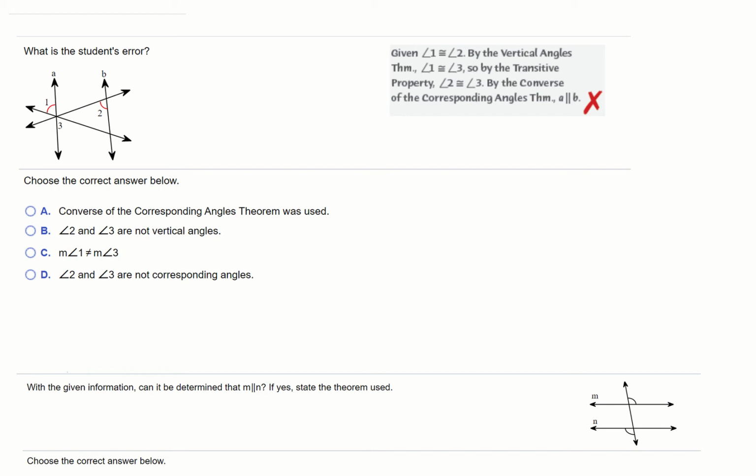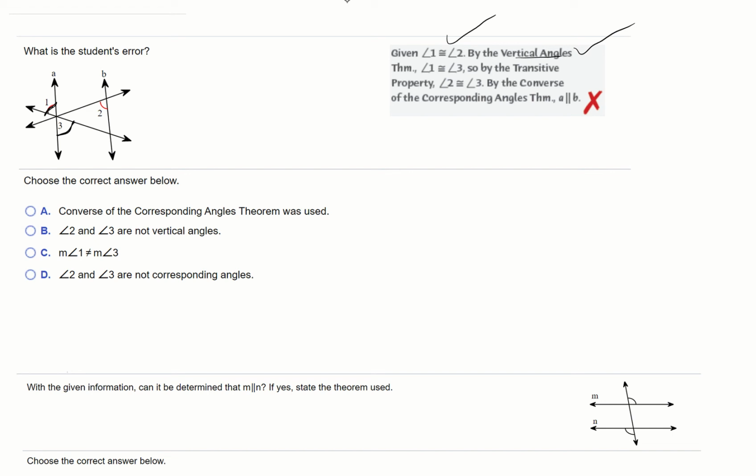So first off, angle 1 is congruent to angle 2, which is what is given in the problem, based off of these two angles. Those are equivalent to each other. They are congruent. And so it says here, angle 1 is congruent to angle 3 by vertical angles. Angle 1 and angle 3 are vertical angles because they are opposite of each other and they're formed by two intersecting lines. So that is true. Those are vertical angles, so that checks out.